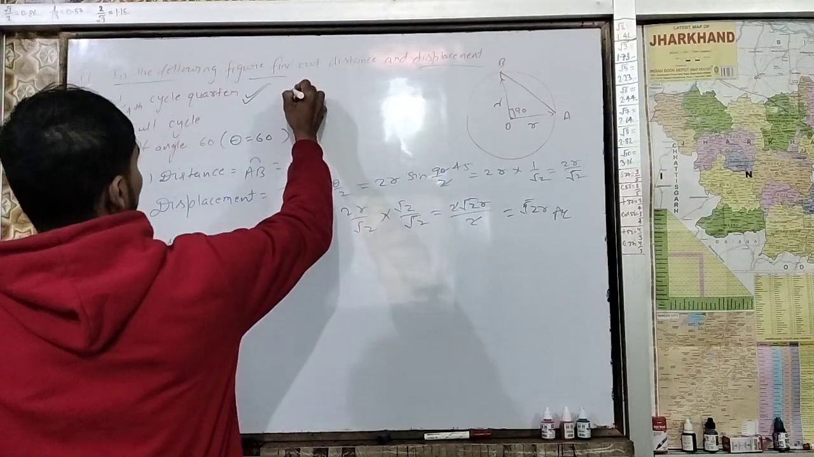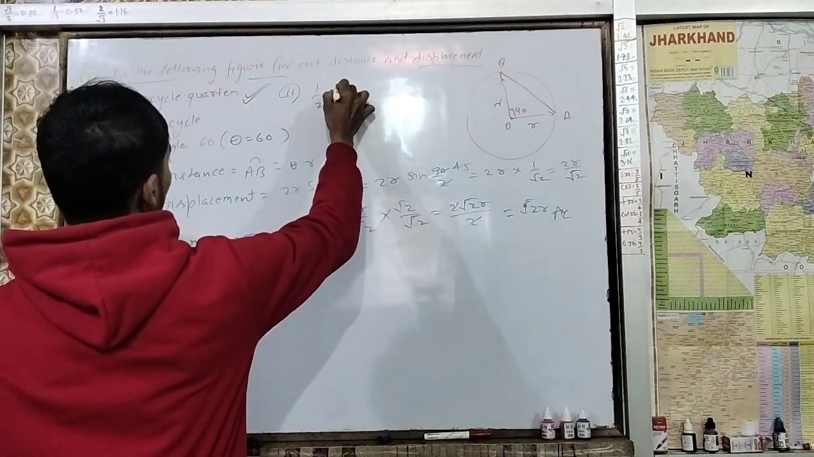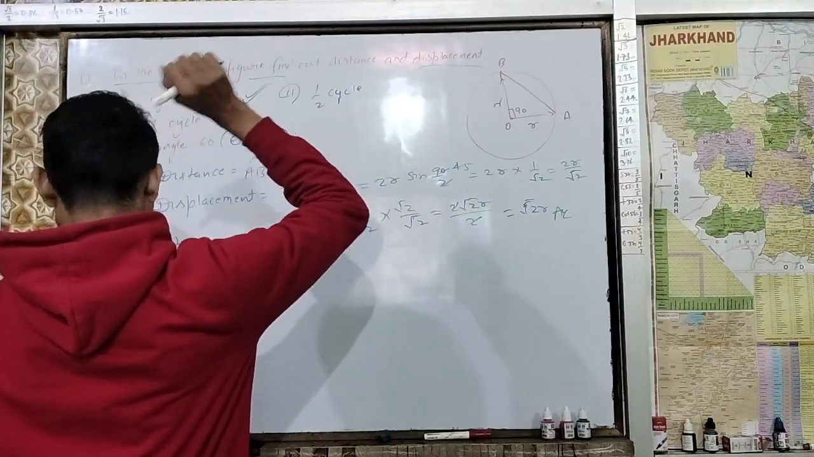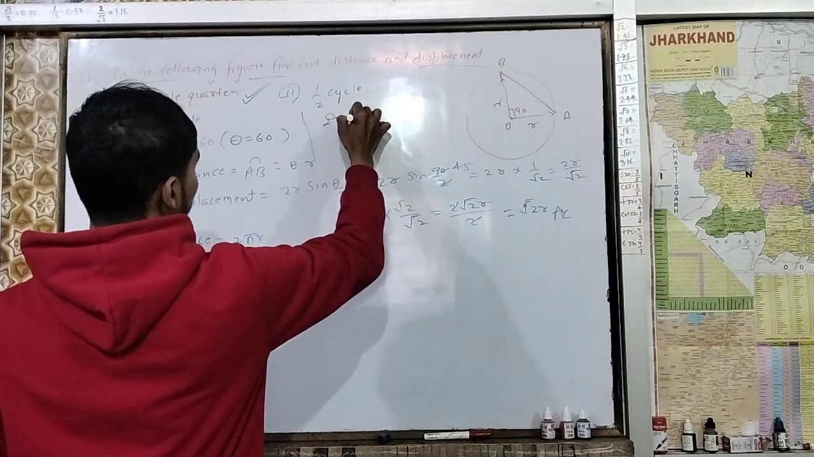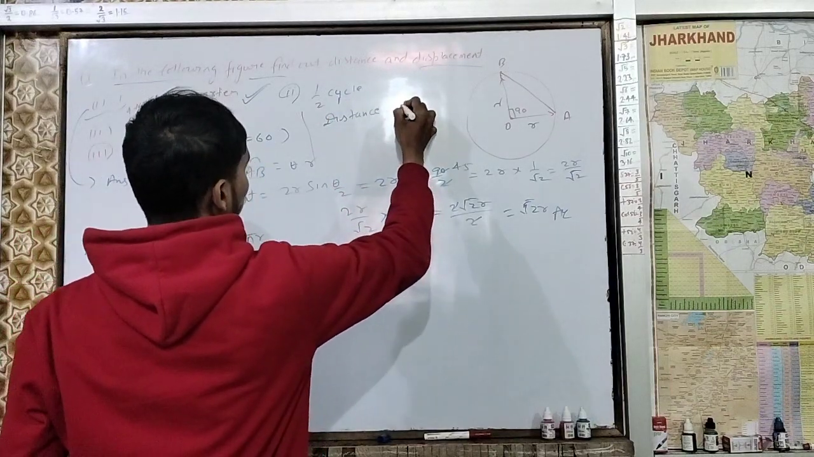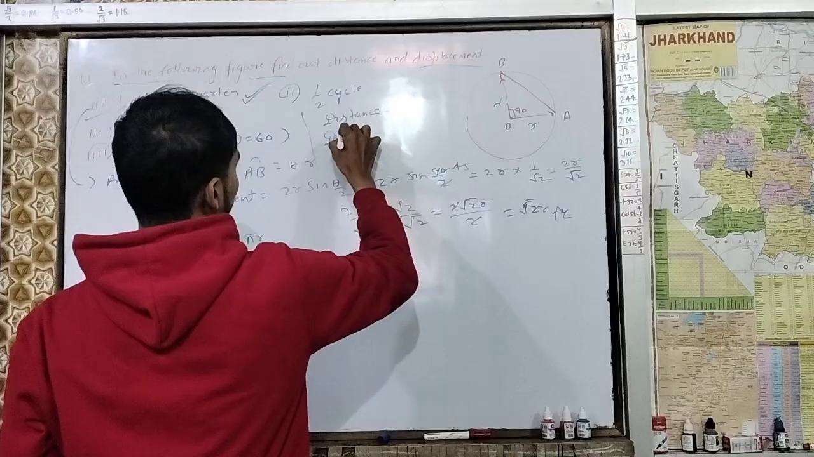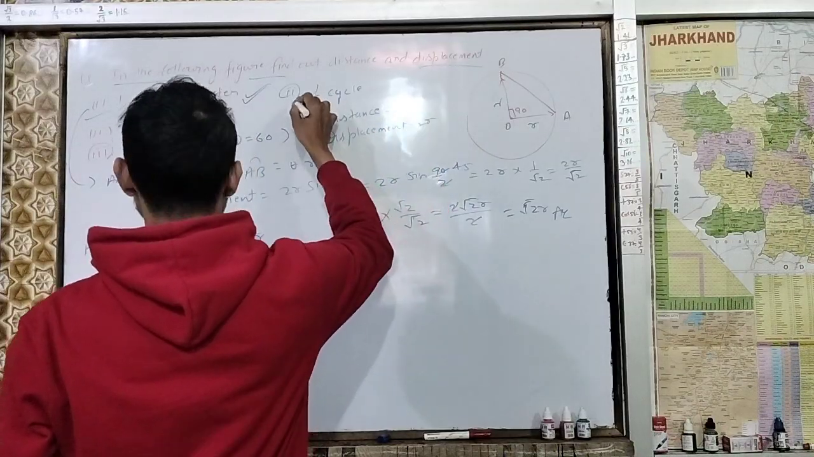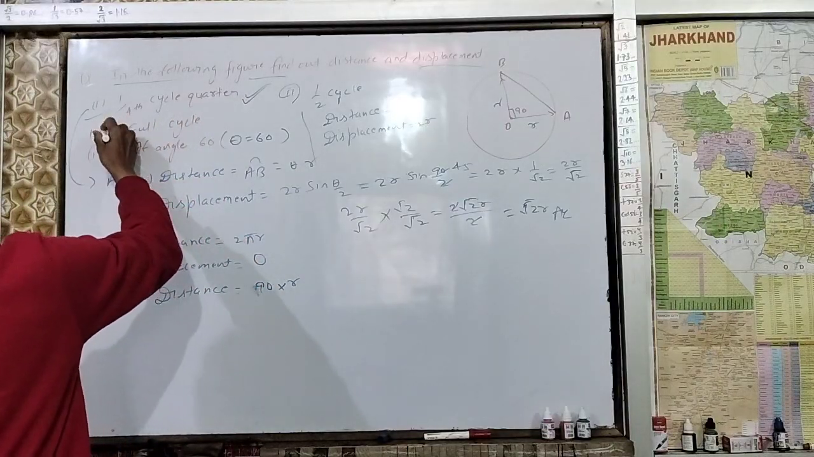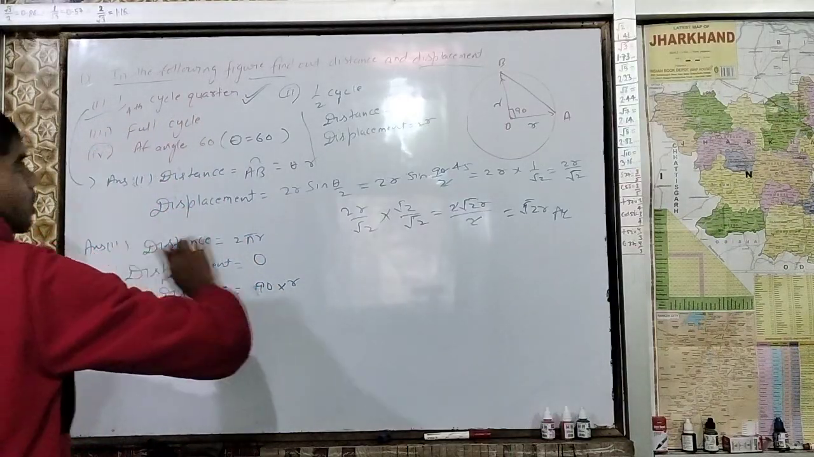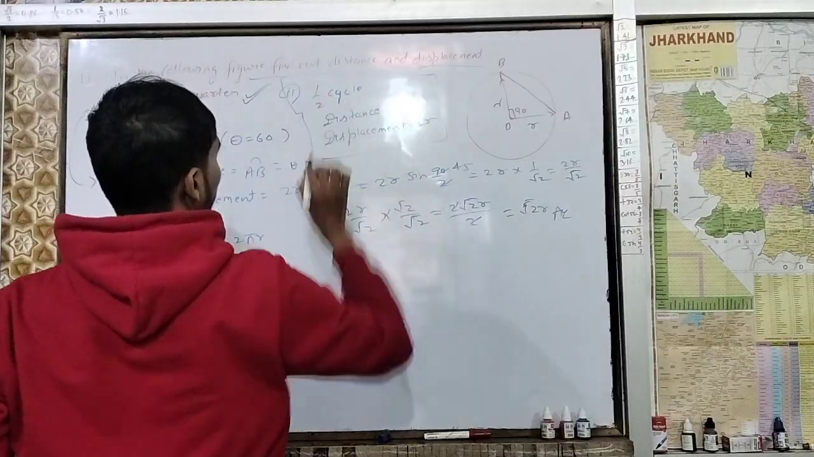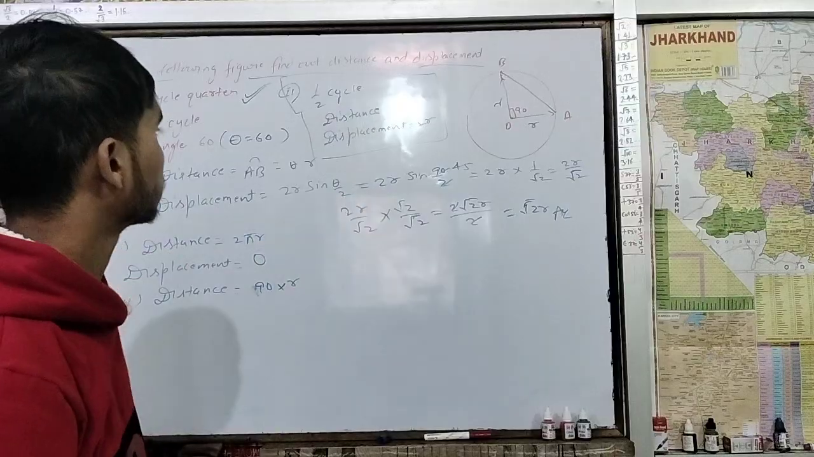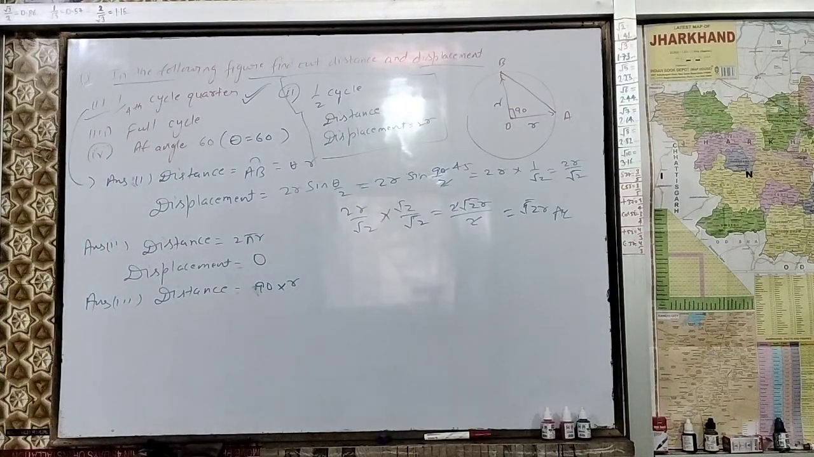There is also half circle, half cycle. For this, distance will be pi r and displacement will be 2r. This was the second, third, and this is the fourth. For half circle, distance is going to be pi r and displacement is going to be 2r. Fourth is this fourth.